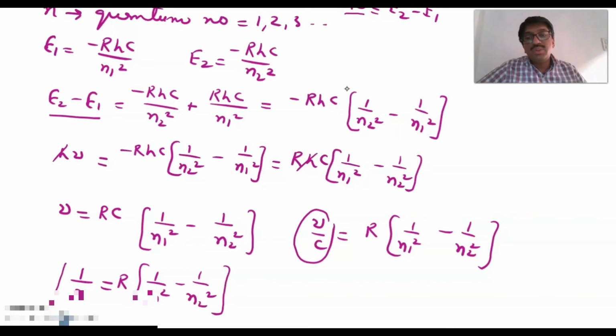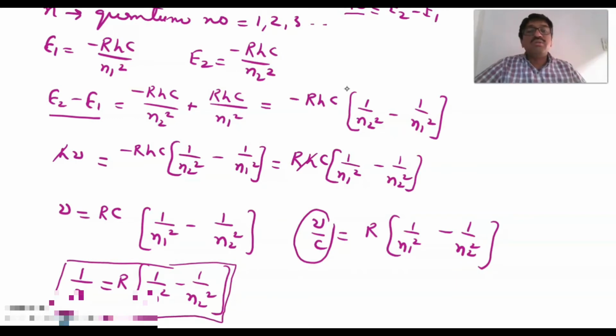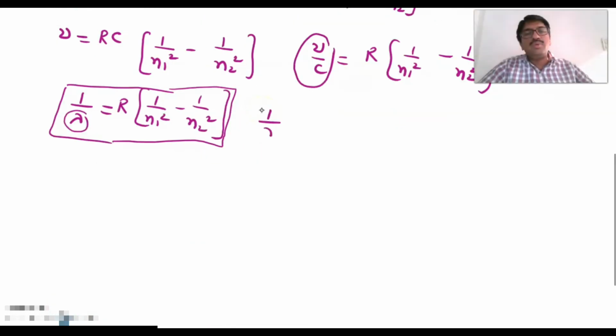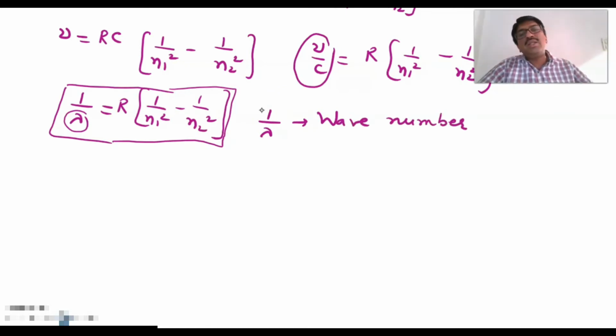By the help of this formula, when an atom or electron is transited from one level to another level, it can radiate a photon, and we can determine the wavelength of that photon. Here 1 upon lambda is also known as the wave number. And by the help of this equation, we can explain all the series of the hydrogen spectrum. The first series of the hydrogen spectrum is the Lyman series.